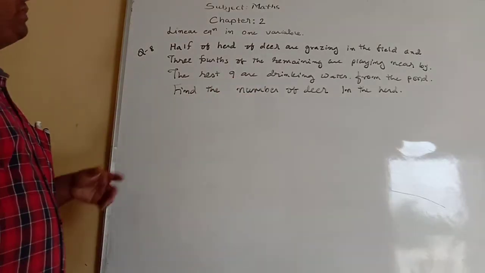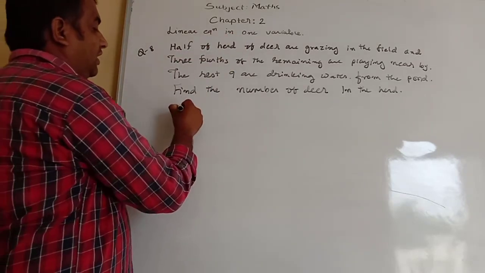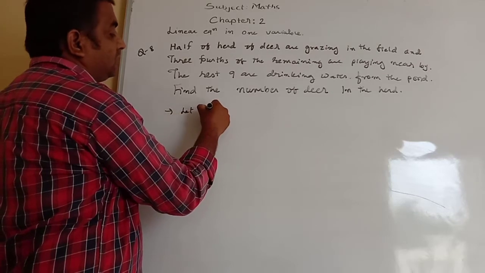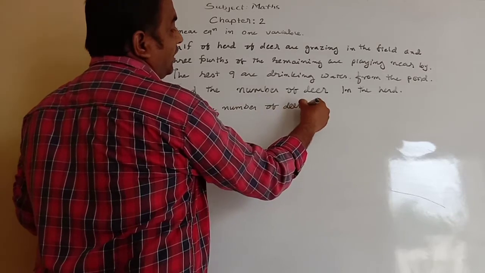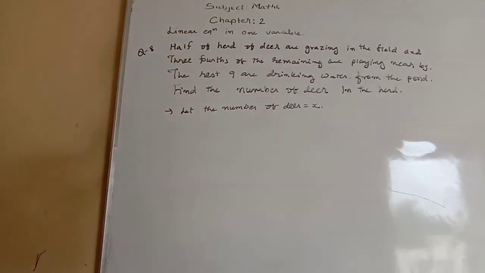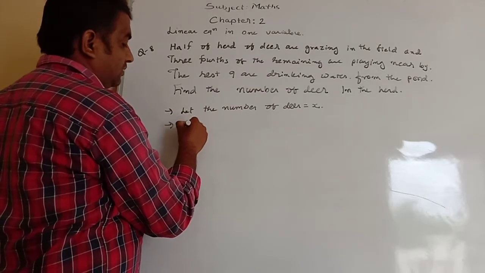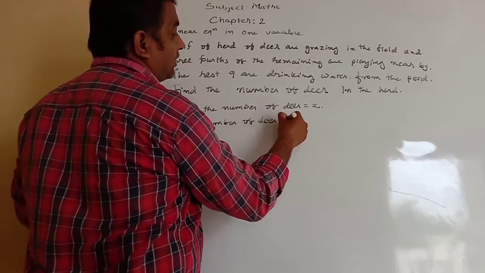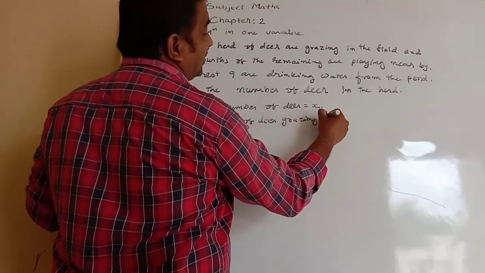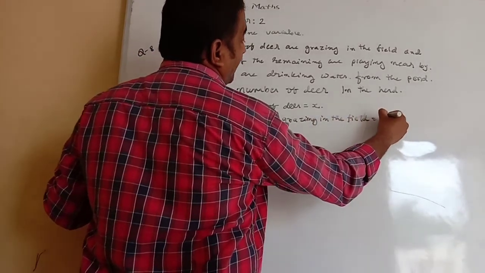So here we don't know how many deer there are, but there is one herd, and in that some deer. So let the number of deer equal x. Now here half the deer are grazing in the field, so the number of deer grazing in the field is half, meaning x by 2.